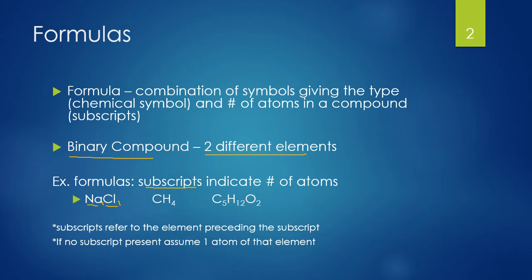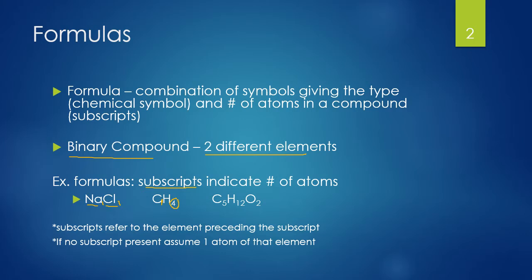Looking at the next example, we have CH4, once again a binary compound. This would be carbon and hydrogen together. We use the subscripts to figure out how many atoms of each element are present in the compound. Carbon doesn't have a subscript, so we know there's just one carbon. But after hydrogen, we see this subscript of 4. That means there are 4 hydrogens for every one carbon in this compound.